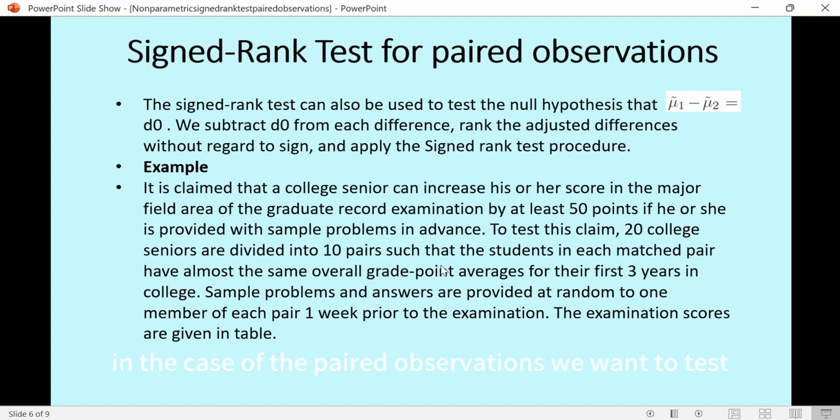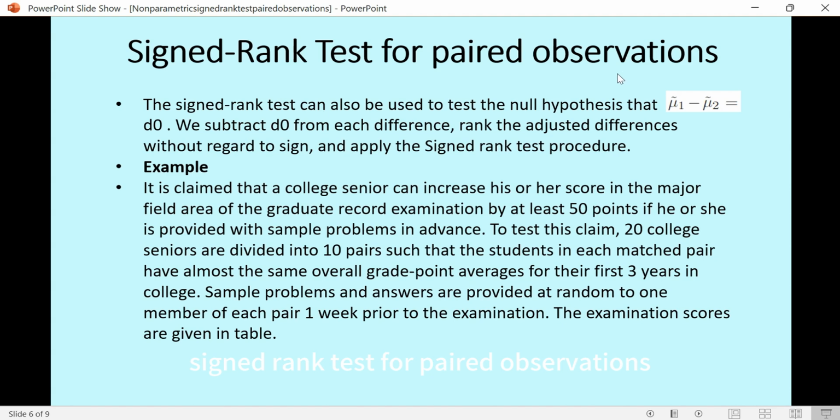In the case of paired observations, we want to test if the difference of paired observations equals this specified value. Similar to before, we can use the difference of these paired observations as the population mu from the previous page that we want to test. Then the next procedures are the same. So next we will use one example to show more clearly how to carry out this signed rank test.